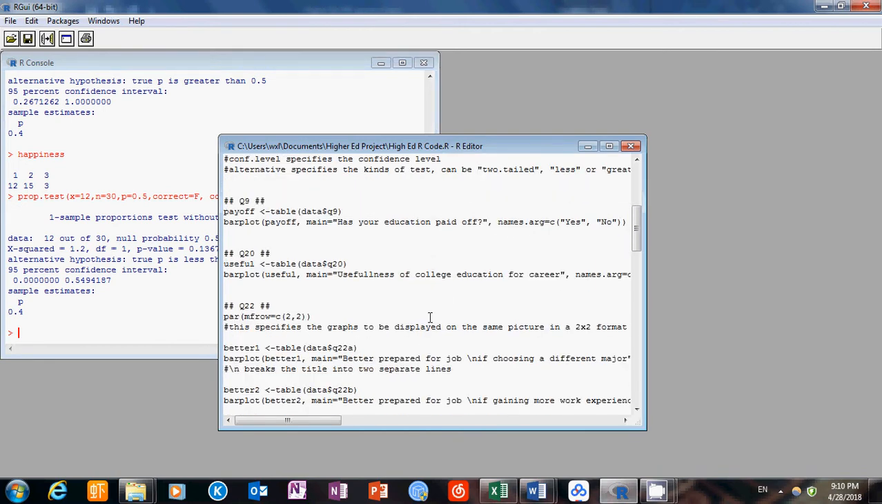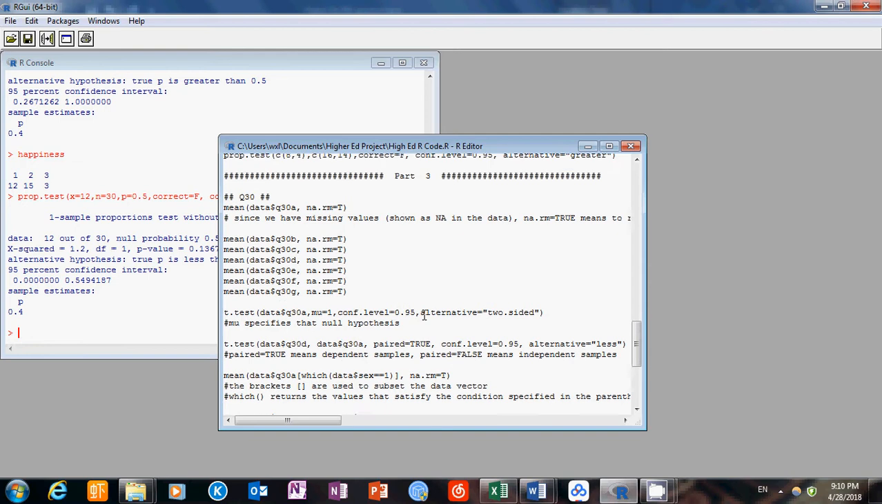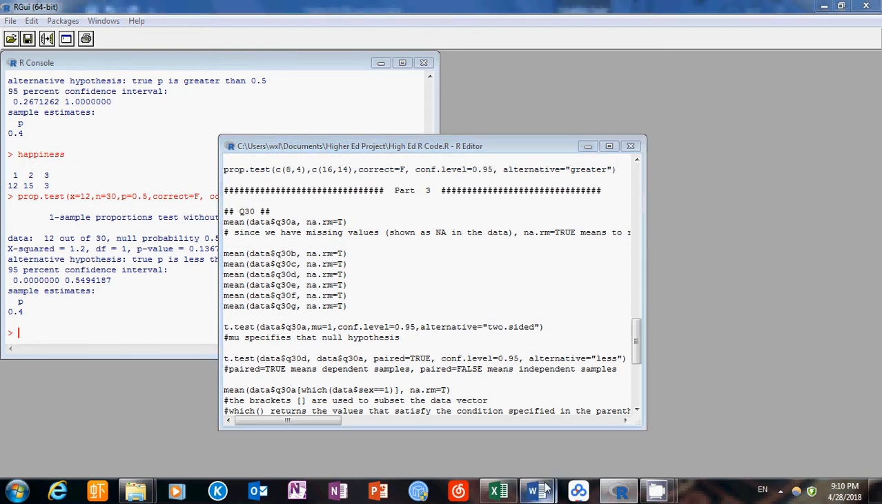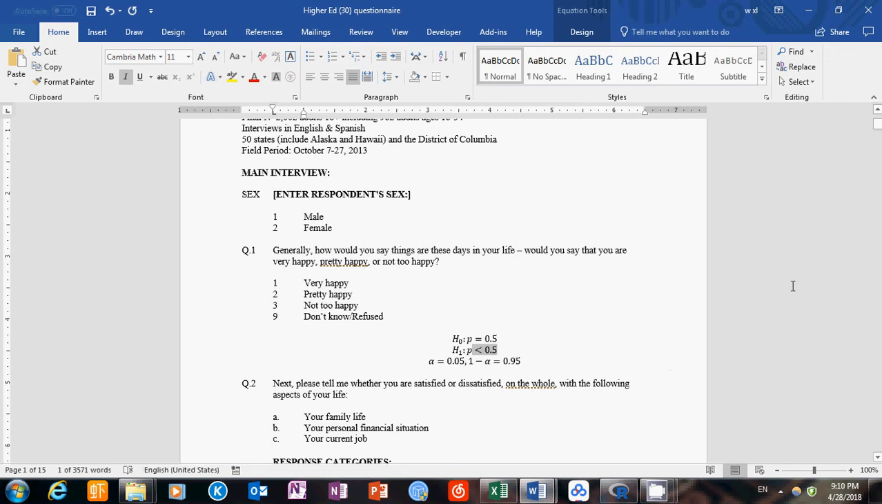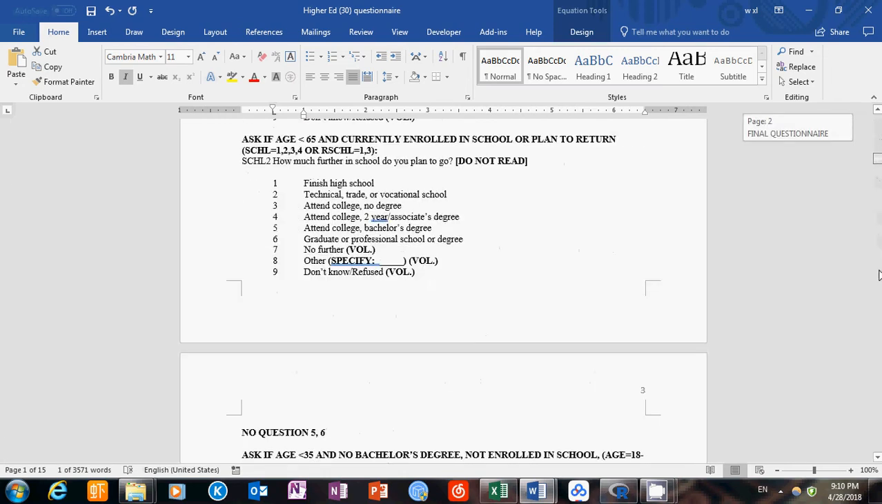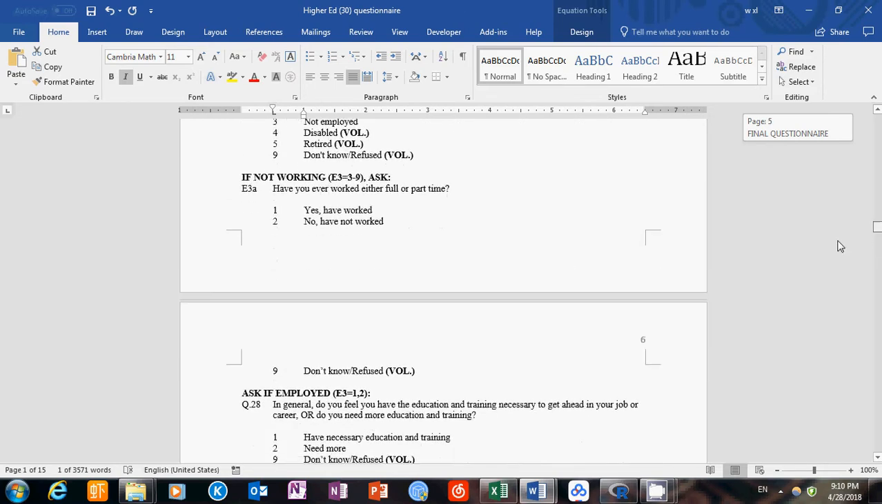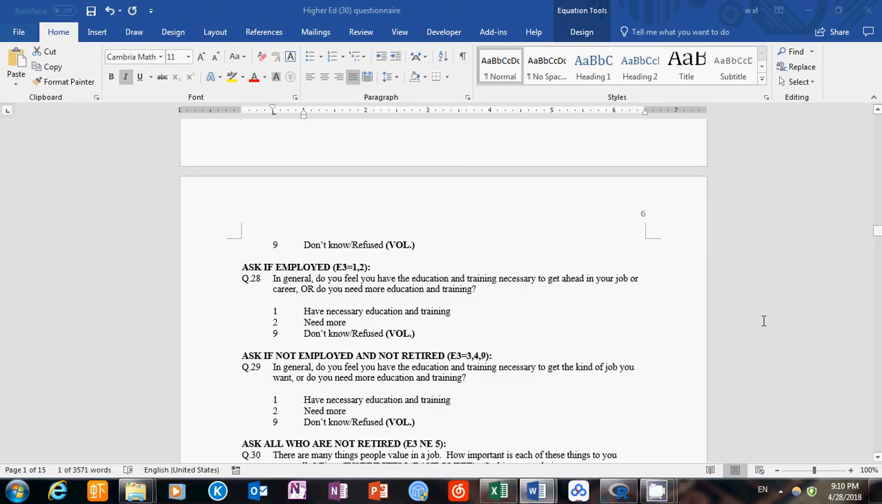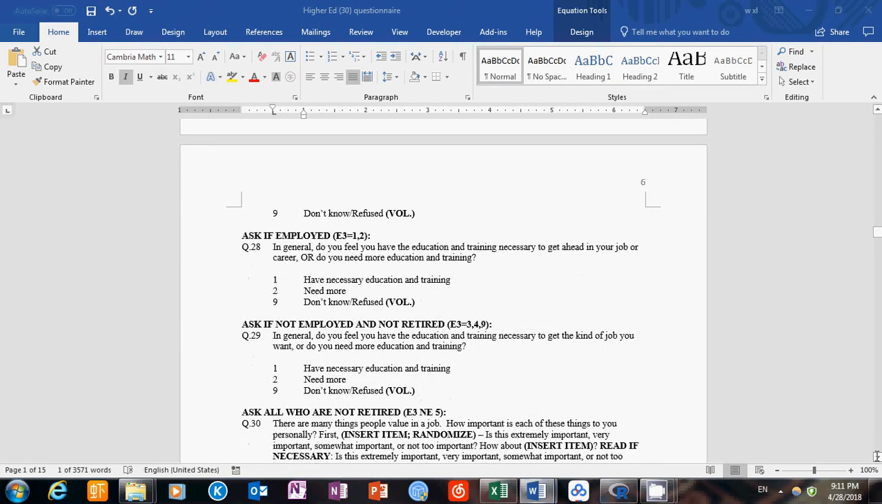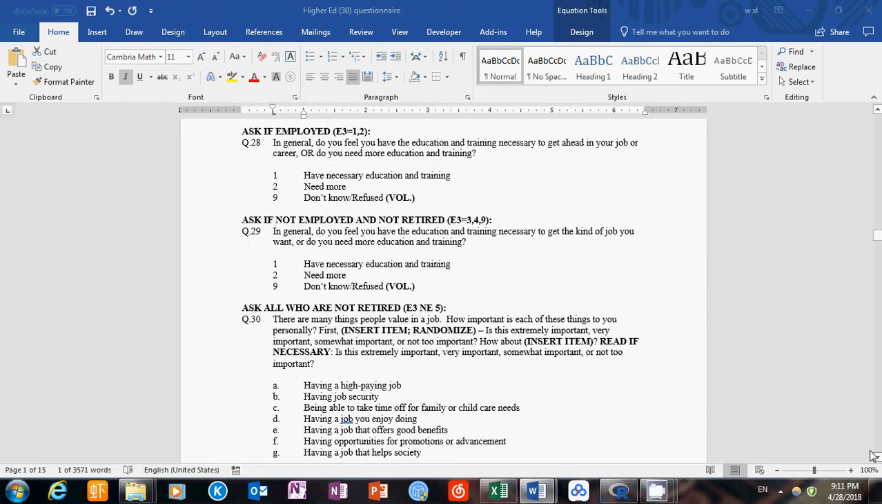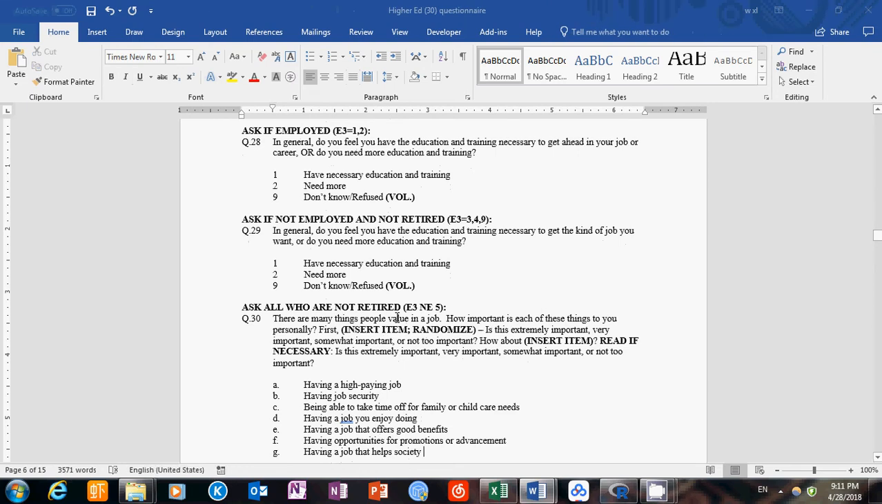And we could also test a hypothesis regarding a mean. So let's use question 30 here to look at how to test a hypothesis about means. So let's go to question 30. Question 30 is a question about the things about a job people value. So here's a question. There are many things people value in a job. How important is each of those things to you personally?